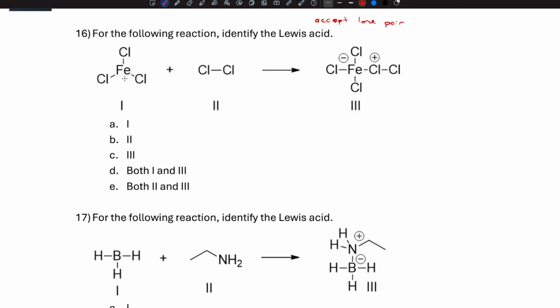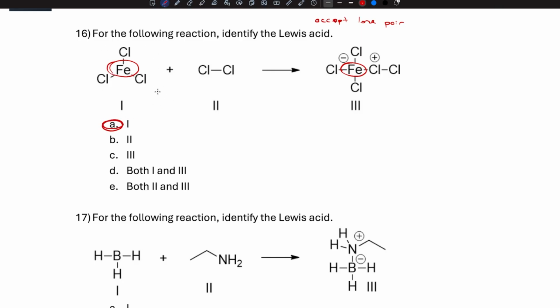And the thing that's striking me here is this iron first had 3 bonds, now it has 4 bonds. And so because of that, we can assume that it accepted a lone pair in the form of a bond, right? That's just electrons. And it became negative, which makes perfect sense. And so our answer is A, right?